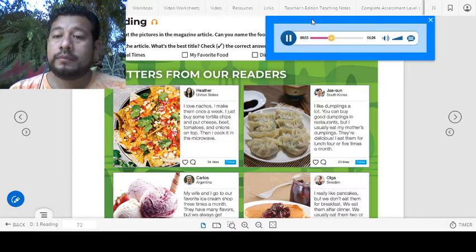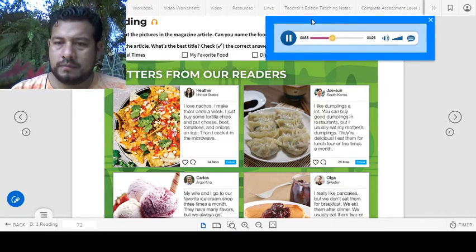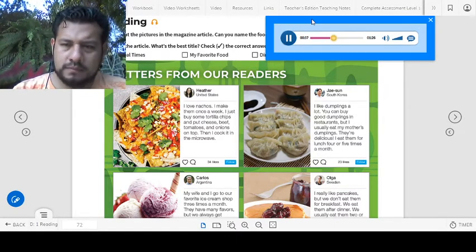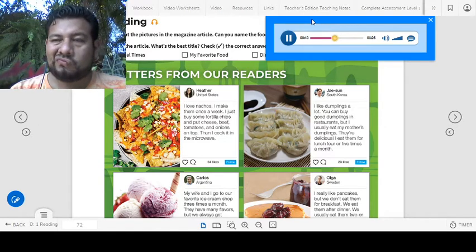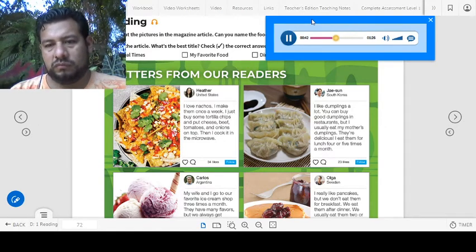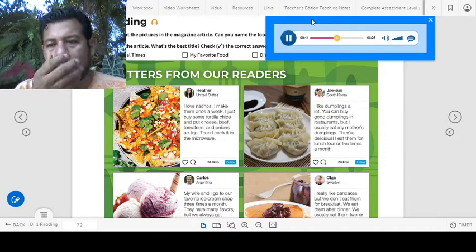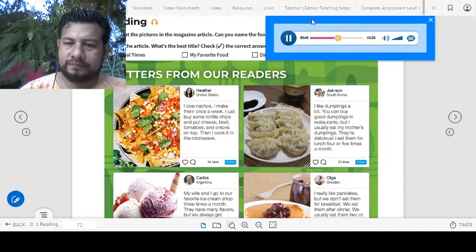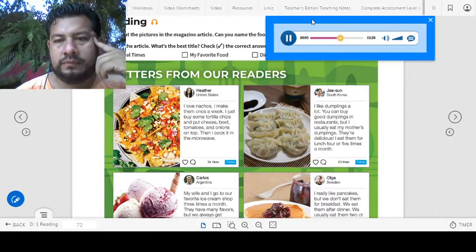I like dumplings a lot. You can buy good dumplings in restaurants, but I usually eat my mother's dumplings. They're delicious. I eat them for lunch 4 or 5 times a month. Jason, South Korea.